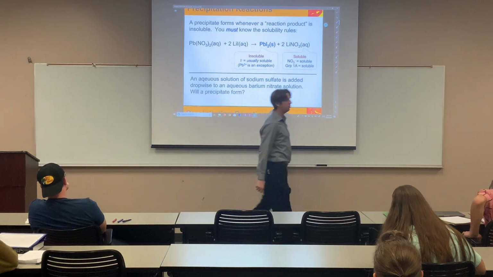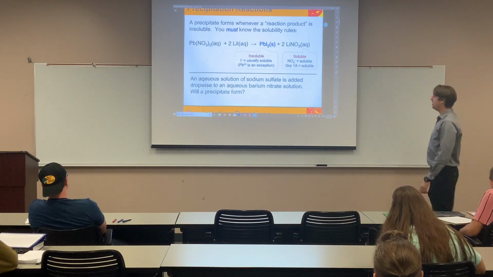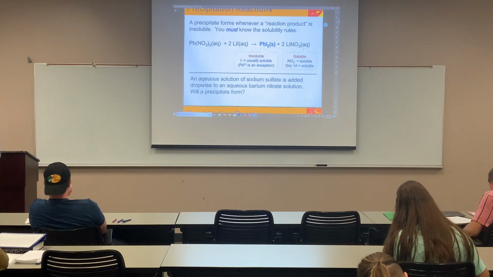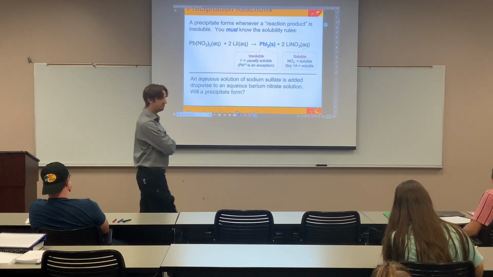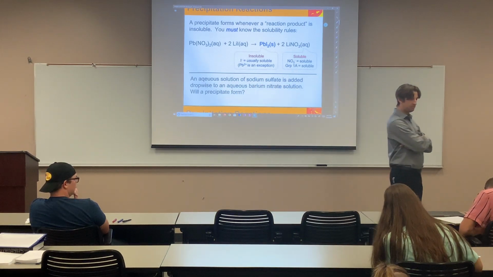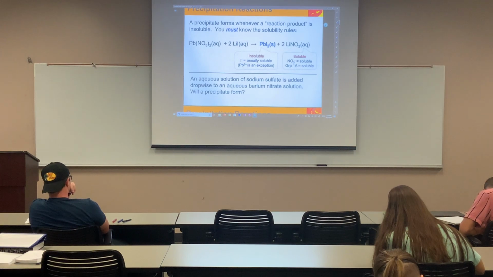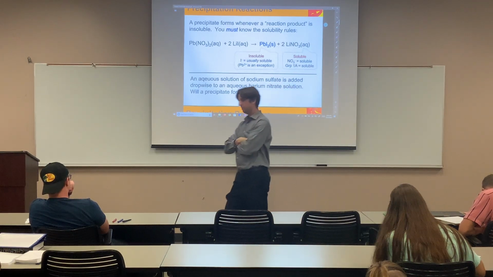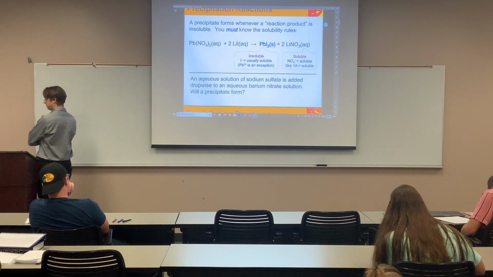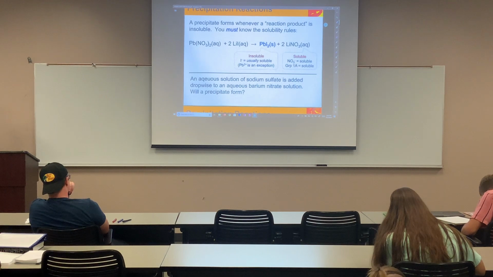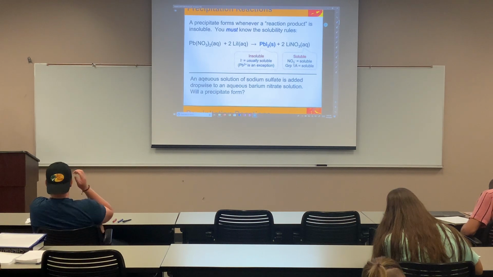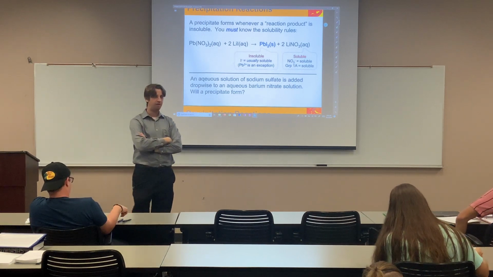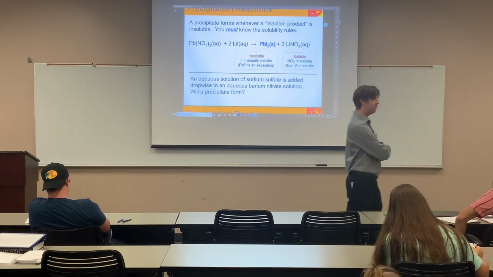An aqueous solution of sodium sulfate is added dropwise to an aqueous barium nitrate solution. Will a precipitate form? What in the world do we need to do first? Write out your chemical equation.